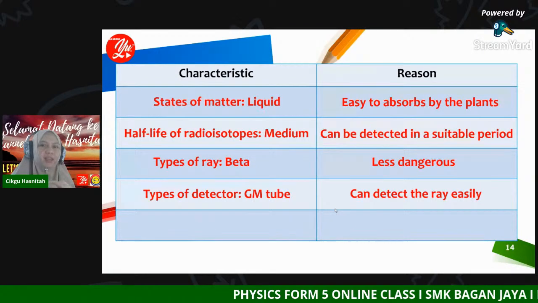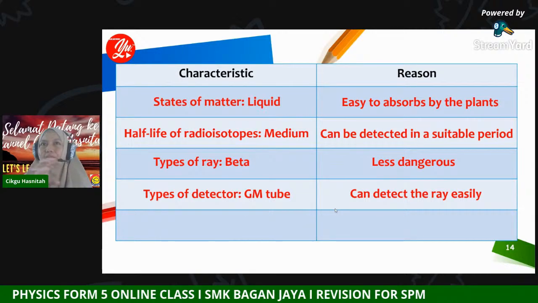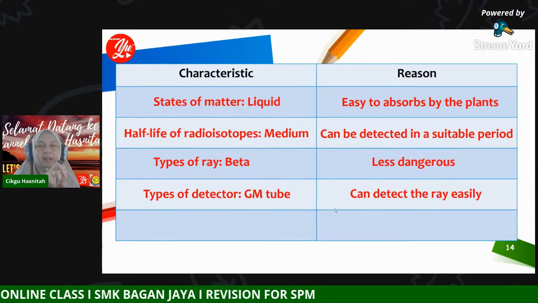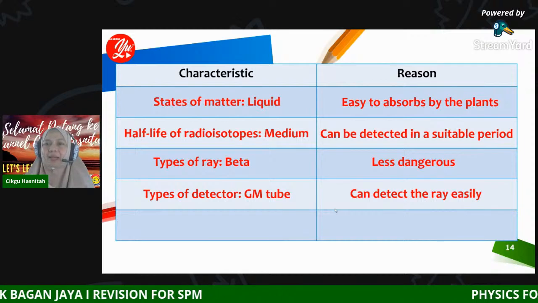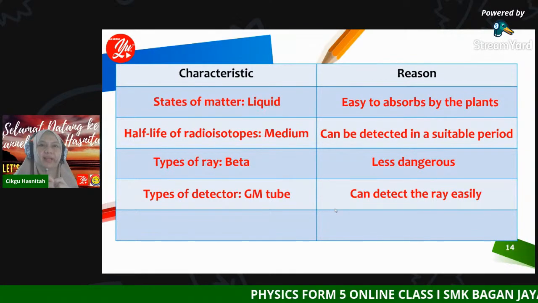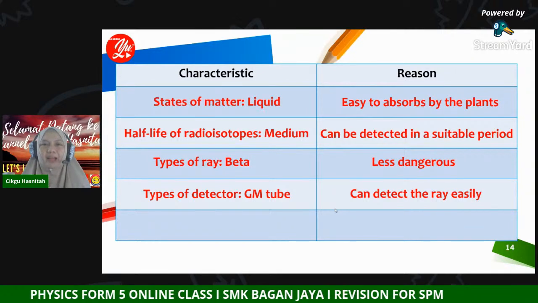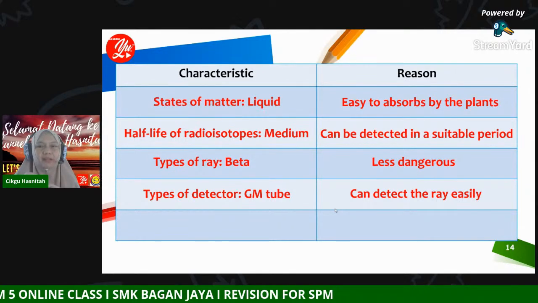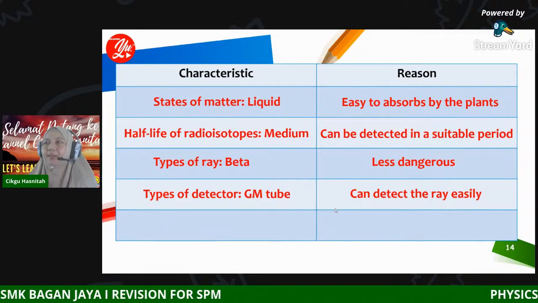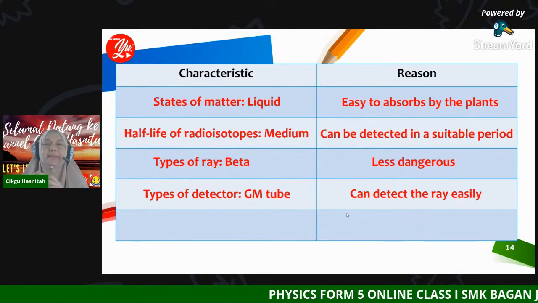radiation. Wei Liang, am I answering your question? GM tube can detect the presence of radiation quickly compared to a spark counter. And normally GM tube works better with beta. So which one is the better choice?